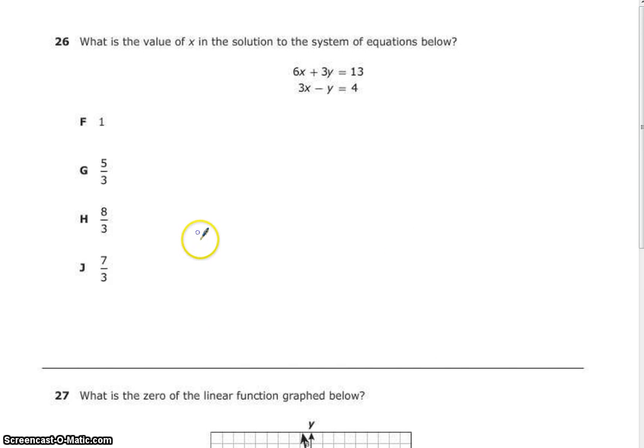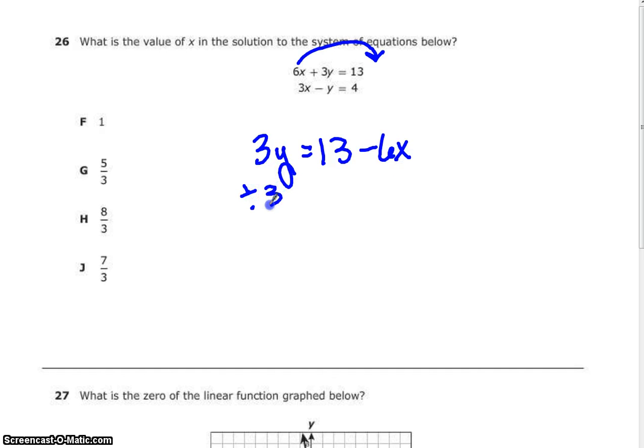Okay, what is the value of x? To solve the system, remember when you solve a system, you've got to either get y by itself and put in y equal, or you can solve by elimination or substitution. I recommend getting y by itself because you're used to doing that. You do that a lot. So on the first one, we're going to move the 6x, and it becomes 3y is equal to 13 minus 6x. And then everything gets divided by 3.